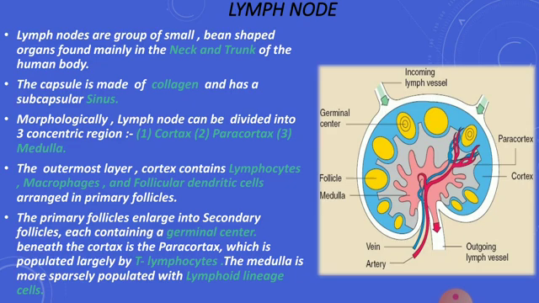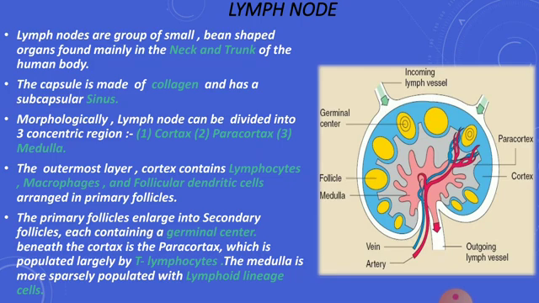The next lymphoid organ is the lymph node. Lymph nodes are a group of small pin-shaped organs found mainly in the neck and trunk region of the human body. Morphologically, a lymph node can be divided into three concentric regions: cortex, paracortex, and medulla. The outermost layer, the cortex, contains lymphocytes, macrophages, and follicular dendritic cells.